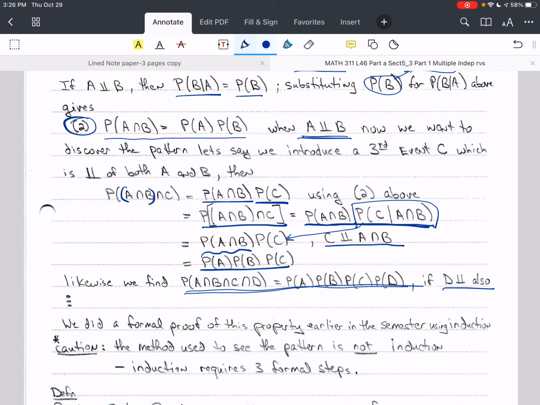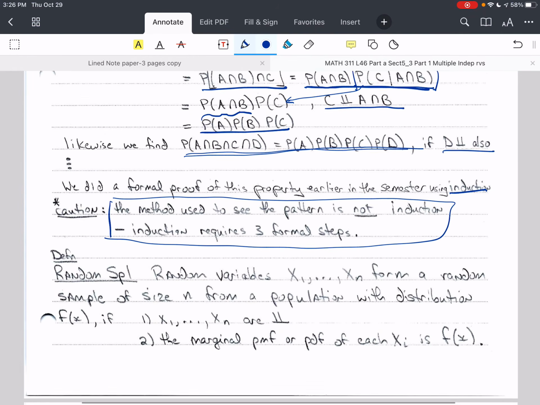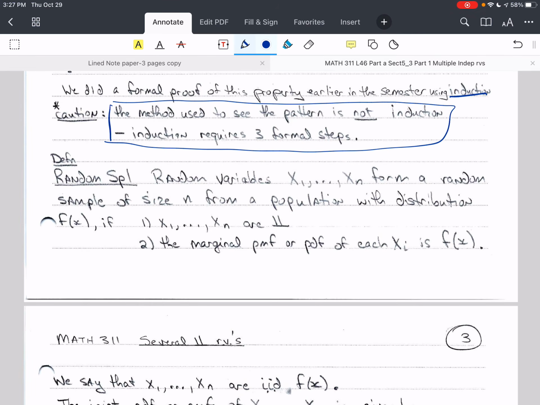So we did a formal proof of this earlier in the semester, but we used induction. And that is what you would have to do to prove this formally. And induction requires all three steps. And we're not doing those steps. We haven't done step one really very well. We did do it earlier up here, but we need to do all three steps formally, and then we can say that we have proved this. So right now we have not proved it. The method of seeing a pattern is not induction. It's simply intuition, all right? So please don't confuse that with formal proofs.